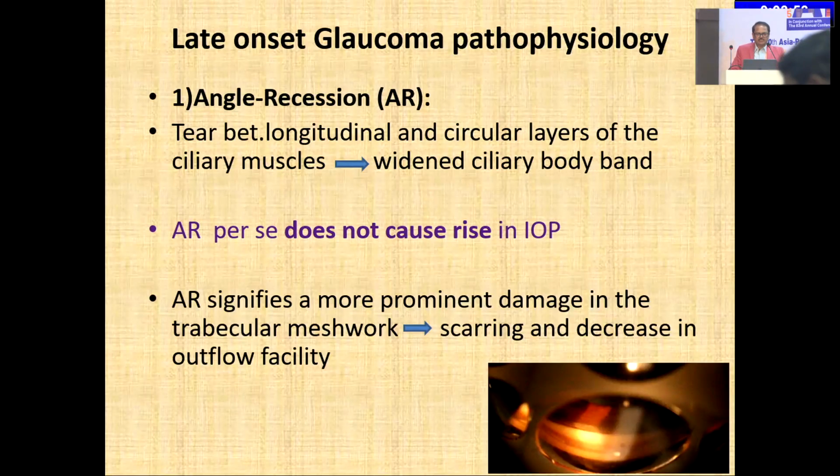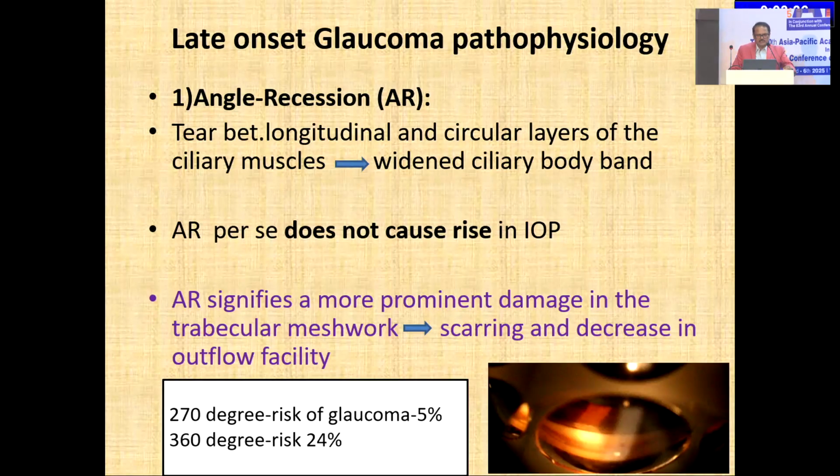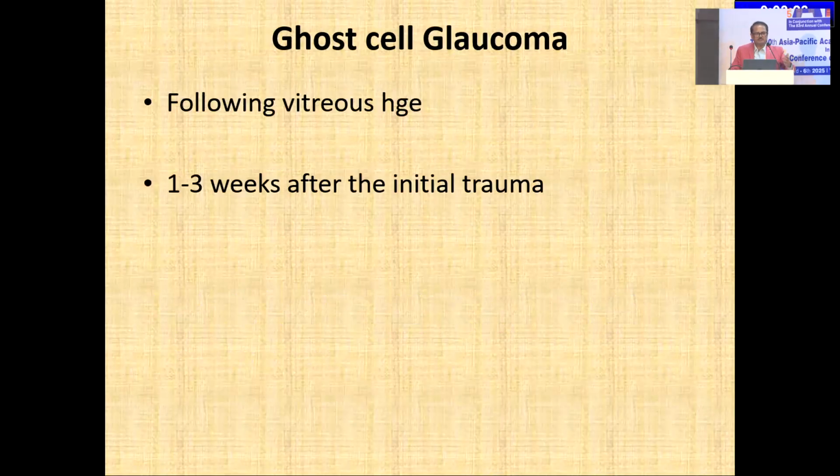As such, this does not lead to a rise in intraocular pressure, but it denotes that there is severe injury, and this has led to scarring of the trabecular meshwork, which is actually causing a decrease in the outflow facility. So angle recession per se is not the cause of glaucoma, but the other associated changes. And it has been reported that if there is more than 270 degrees, then there is a 5% chance that the patient will have glaucoma, but with 360 degree angle recession, almost one quarter of the patients will develop a rise in intraocular pressure.